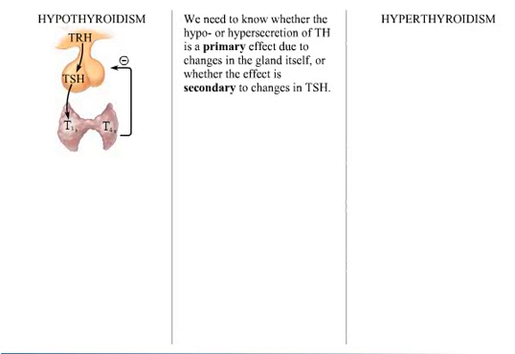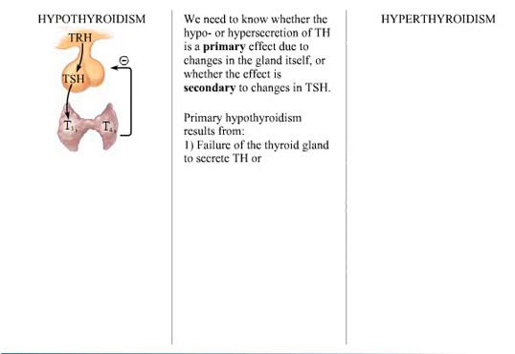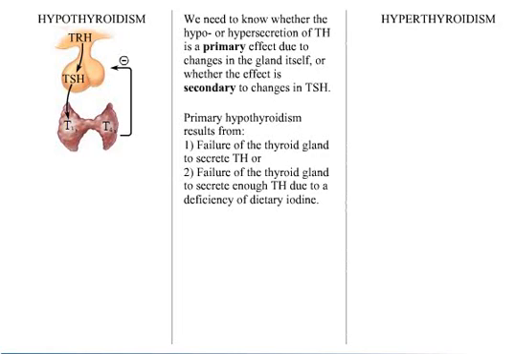Let's look at primary hypothyroidism first. It results from failure of the thyroid gland to secrete thyroid hormone, or failure of the thyroid gland to secrete enough thyroid hormone due to a deficiency of dietary iodine. In both cases, the amount of T3 and T4 secreted diminishes. Recall the negative feedback inhibition exerted on the anterior pituitary by thyroid hormone.